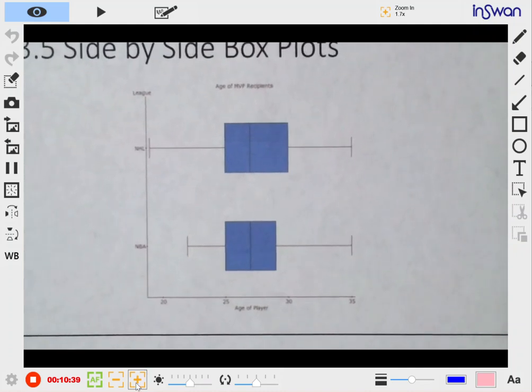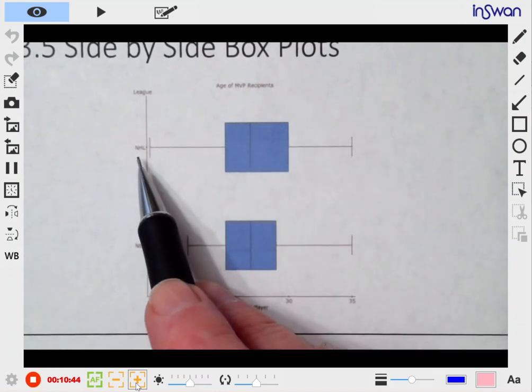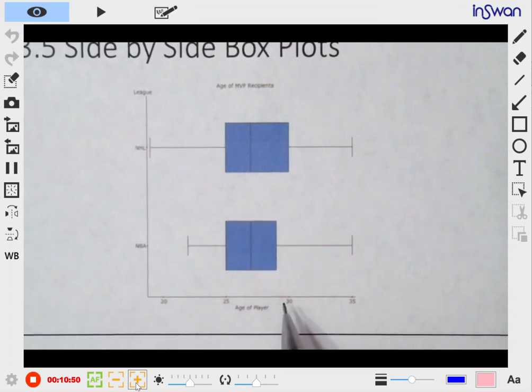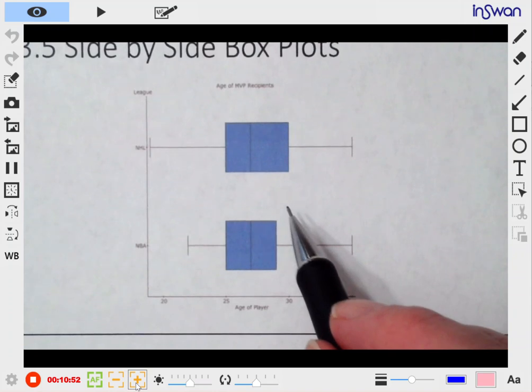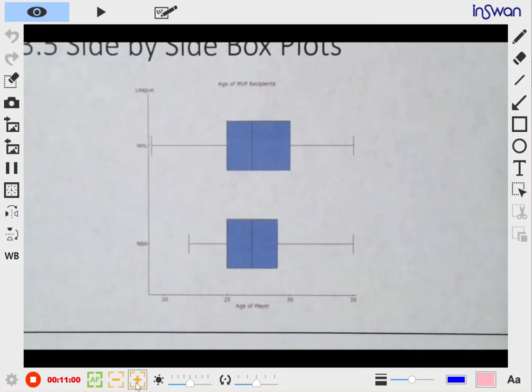So here they're comparing the age of MVP recipients in the NFL or the NHL versus the NBA. I know that's a little hard to read. And this is by age. And so you can see how the ages compare of the different recipients for the NHL and the NBA. So you can compare data that way using a side-by-side box plot.